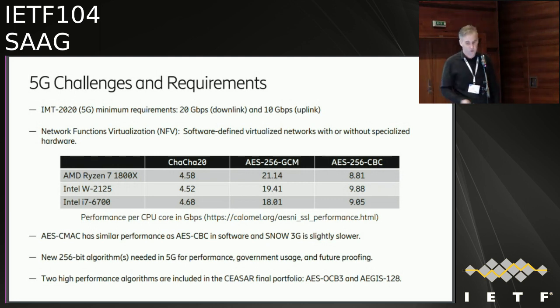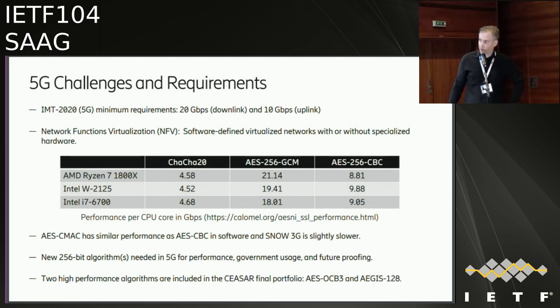This was what was done with 4G. Another requirement is network function virtualization. 5G will mainly be deployed as software-defined virtual networks with various degrees of specialized hardware. Hard to say at this point exactly what. So basically all the current algorithms are too slow to do 20 gigabits per second in software with good performance.